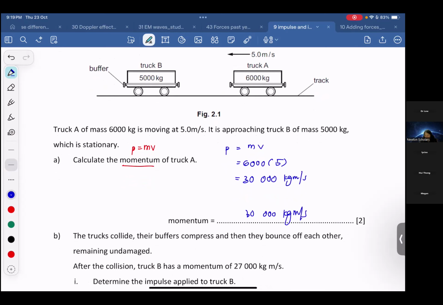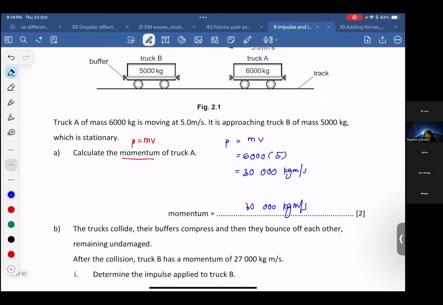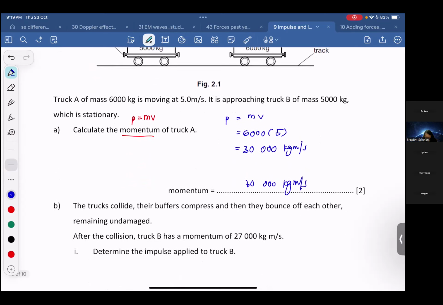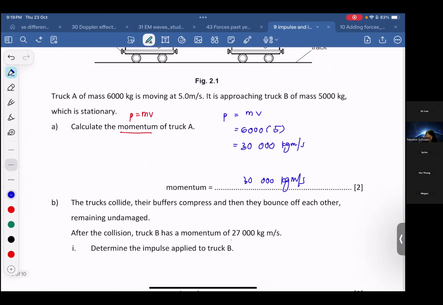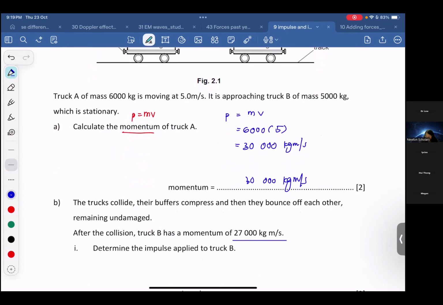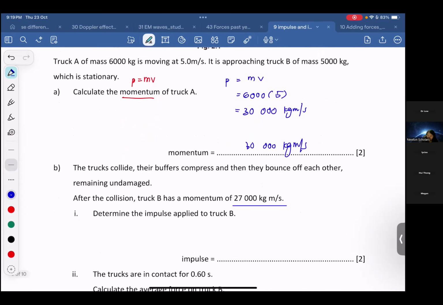The trucks will collide, okay? Then after that, they will bounce off each other but undamaged. After collision, truck B has a momentum of 27,000 kg meter per second. For truck B, initially it doesn't move, it is stationary. After collision, it starts to move, so momentum is 27,000 kg meter per second. What is the impulse on truck B? Can you tell me what is the answer?